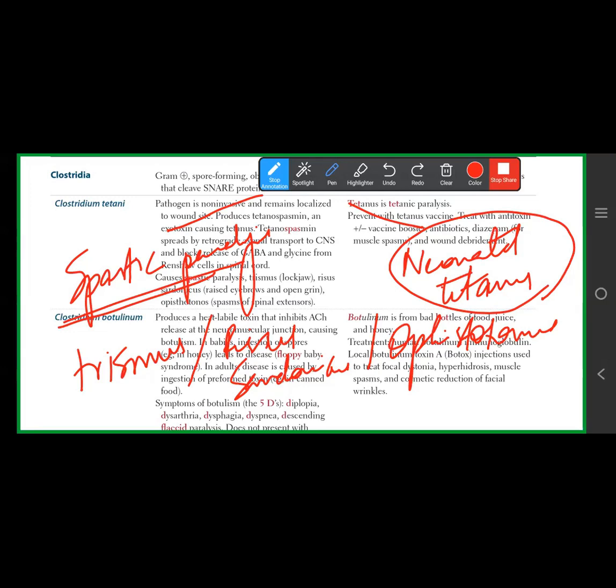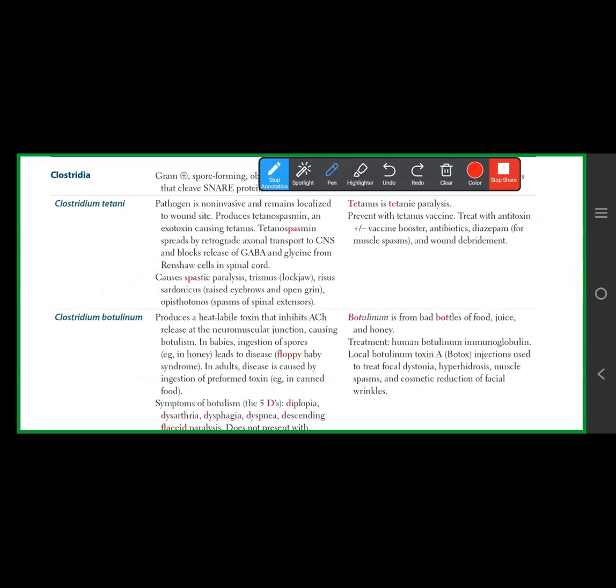Okay, so now the very important question is how do you prevent or treat this particular condition? The prevention of tetanus is going to be by two things. One, you can go ahead with a toxoid vaccination, and the toxoid vaccine is going to be conjugated to a protein.